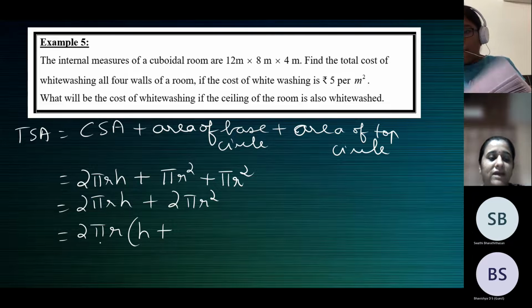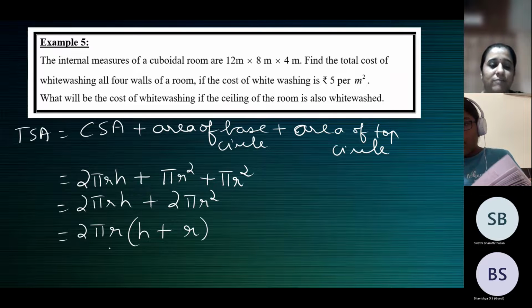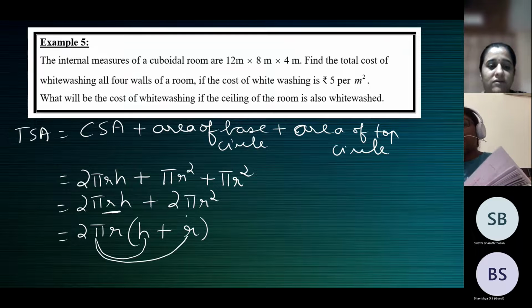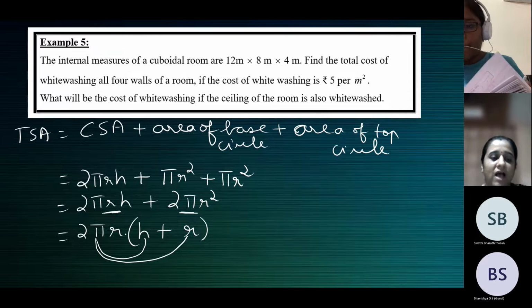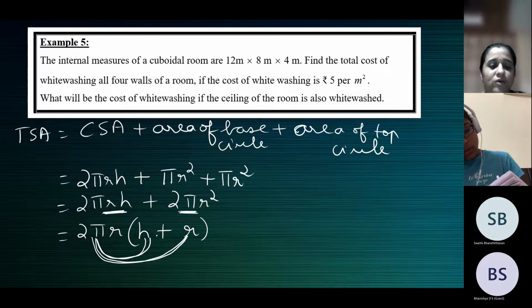No, 2 pi r is outside here. 2 pi r into h plus what will give 2 pi r square? R. Because 2 pi r into h will give you the first term 2 pi r h, and 2 pi r into r, r into r is r square, so 2 pi r square.